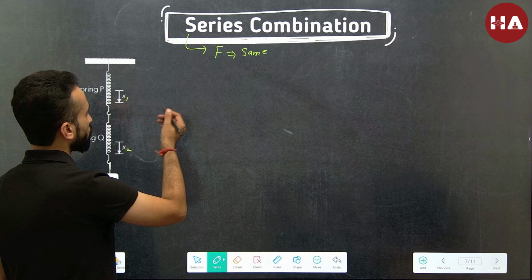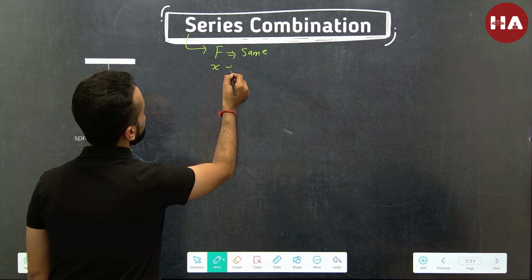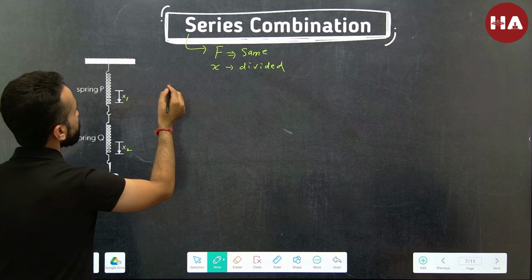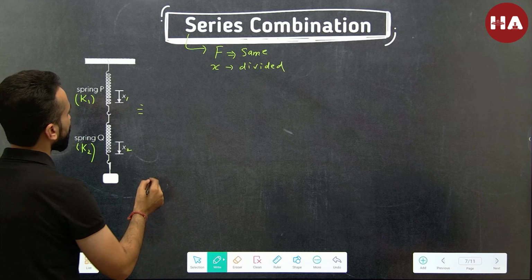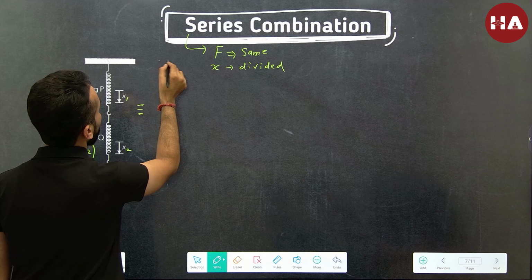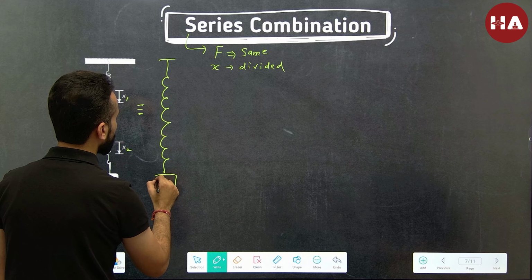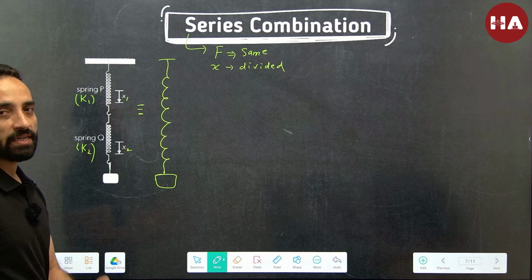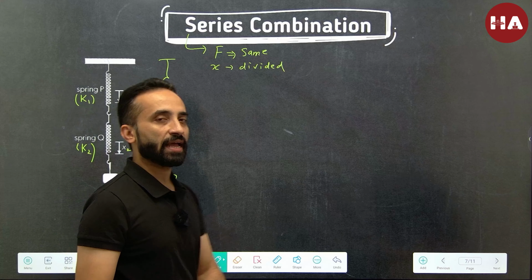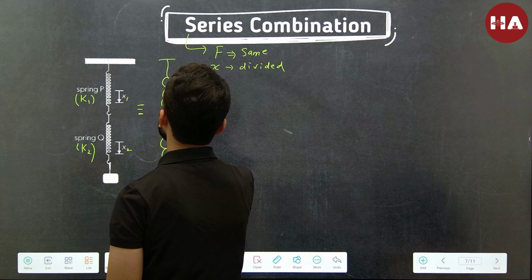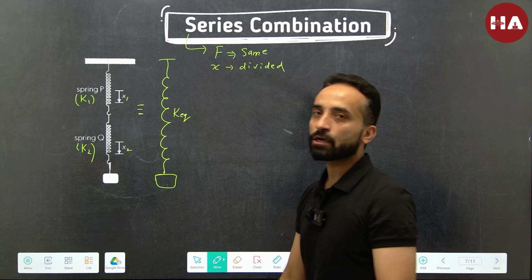So what do we have here? Force same, but extension is being divided, right? So now what we are trying to do is, let's say the spring constant of this is K1 and the spring constant of this is K2. So what we are trying to do here is think of an equivalent spring. Okay, this is something that is going to be very useful for you in situations like this. Just to omit this and simplify this by a single spring, this is what we are doing. So let's call the stiffness constant as equivalent K.